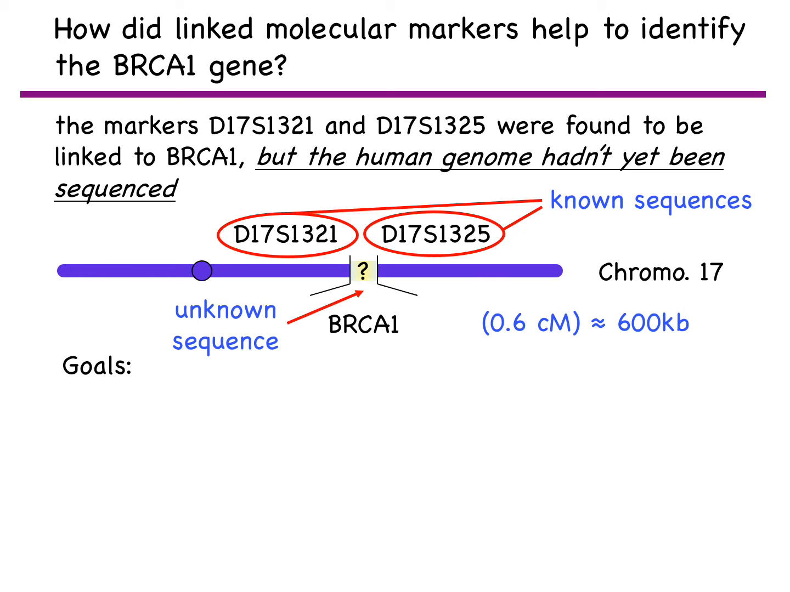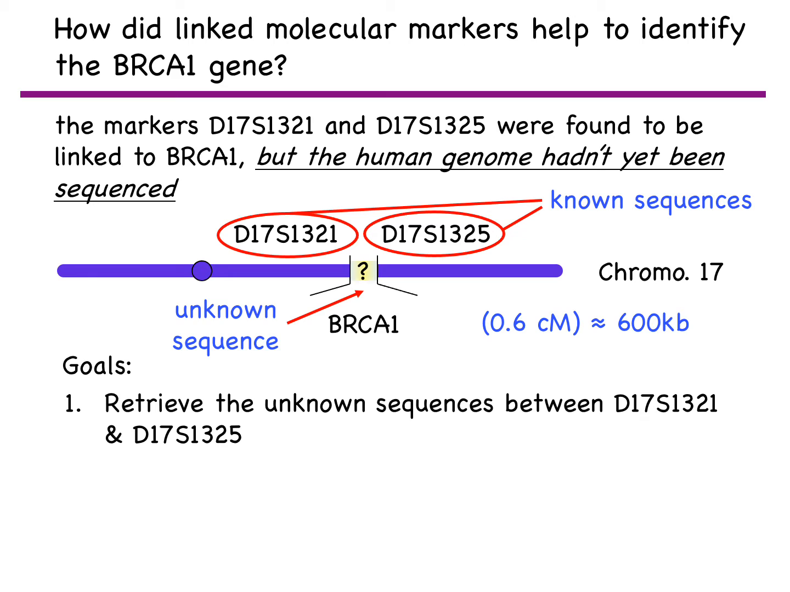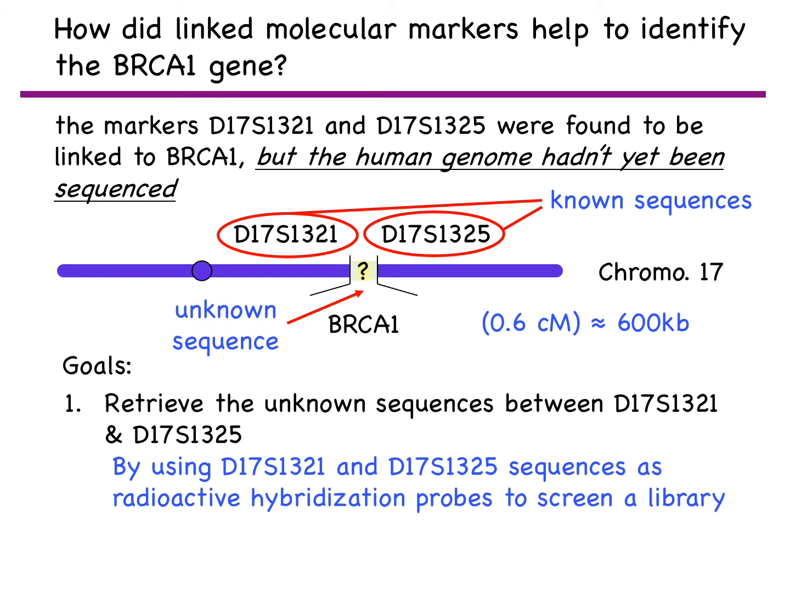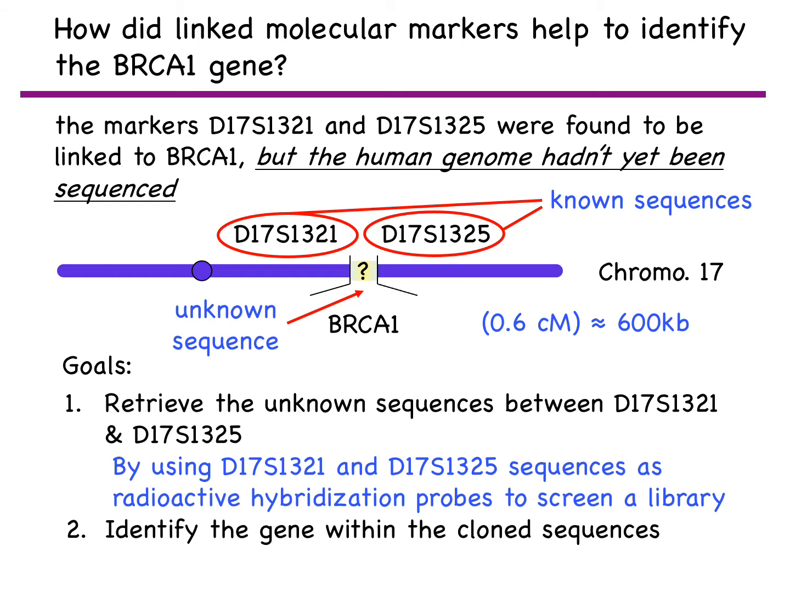The basic goal here is to retrieve the unknown sequences between these two markers. The way you do that is you use these known sequences as radioactive probes to screen a genomic DNA library. I'll go through some of this fairly quickly because you've talked about how to prepare a genomic DNA library. That basic approach from the first half of the course will be used to create the library we're using in this study as well. Then you identify the gene within the clone sequences using a variety of approaches, for example, by looking for mutations that distinguish the cases from the controls.